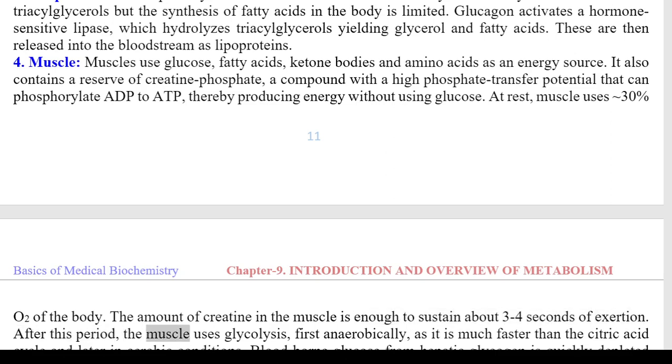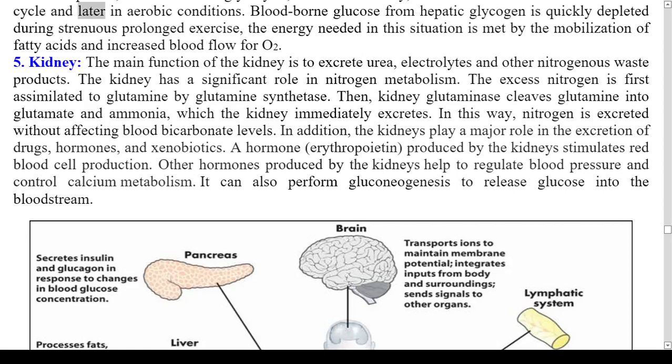After this period, the muscle uses glycolysis, first anaerobically, as it is much faster than the citric acid cycle, and later in aerobic conditions. Blood-borne glucose from hepatic glycogen is quickly depleted during strenuous prolonged exercise. The energy needed in this situation is met by the mobilization of fatty acids and increased blood flow for O2.